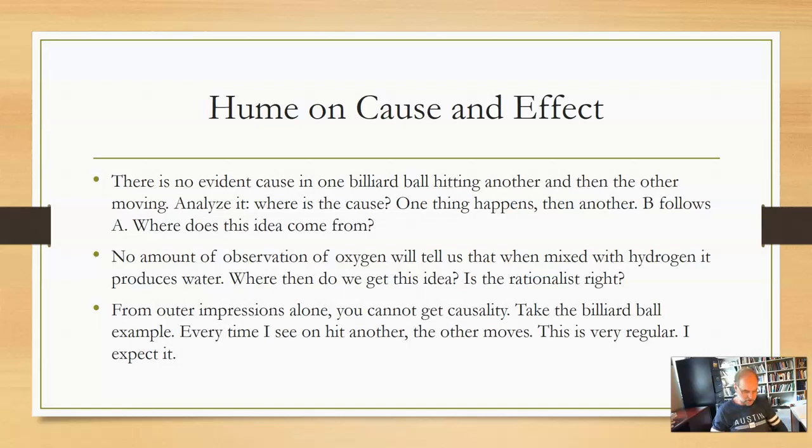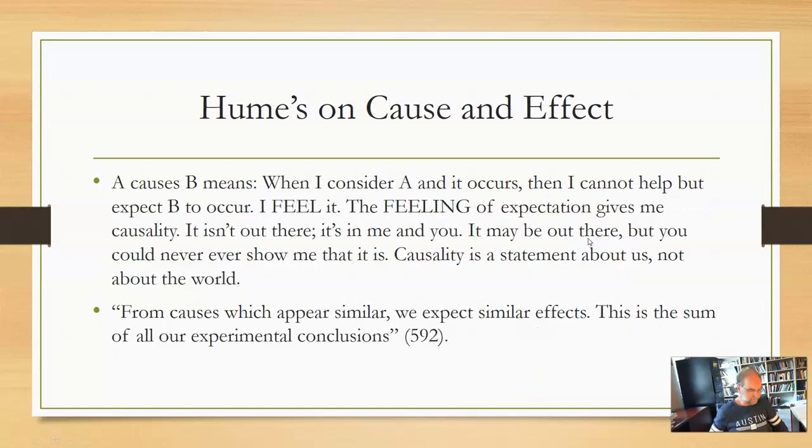By the way, Hume notes that if we could experience necessary connection, all superstition would vanish. But we can't. Okay? Thus, A causes B. Let's check this out. Okay, since we do have this idea of cause and effect, Hume shows that we can't get it from outer impressions alone, but he has to show us how we can come up with the idea. And now here's how Hume does this. A causes B means when I consider A and it occurs, then I cannot help but expect B to occur. I feel it.